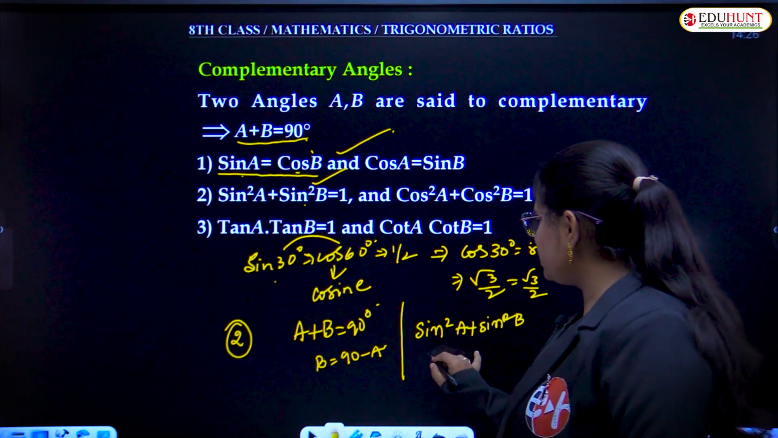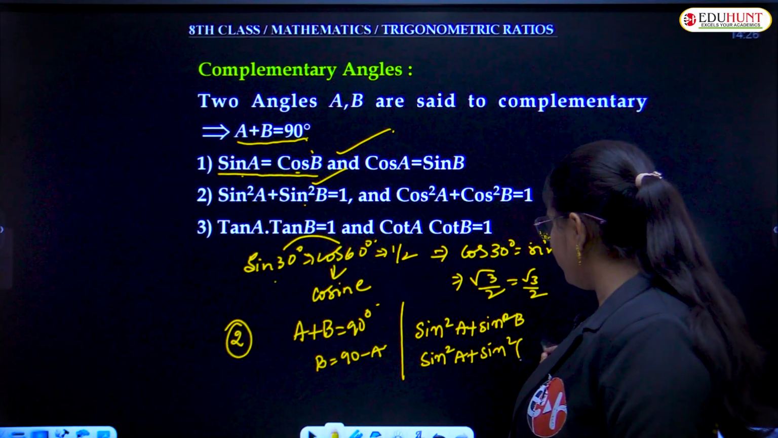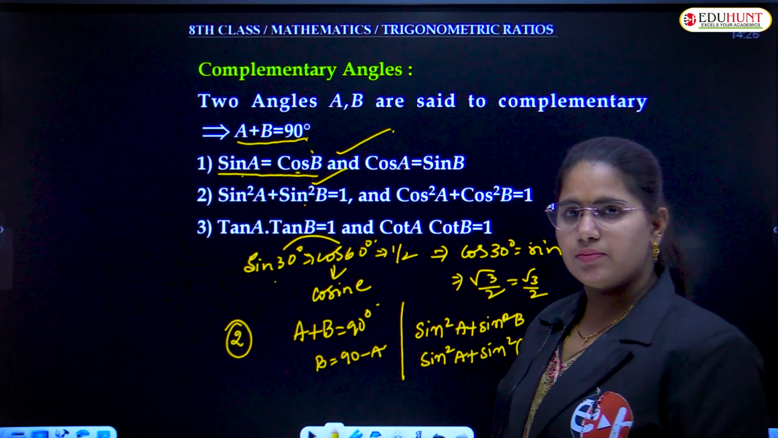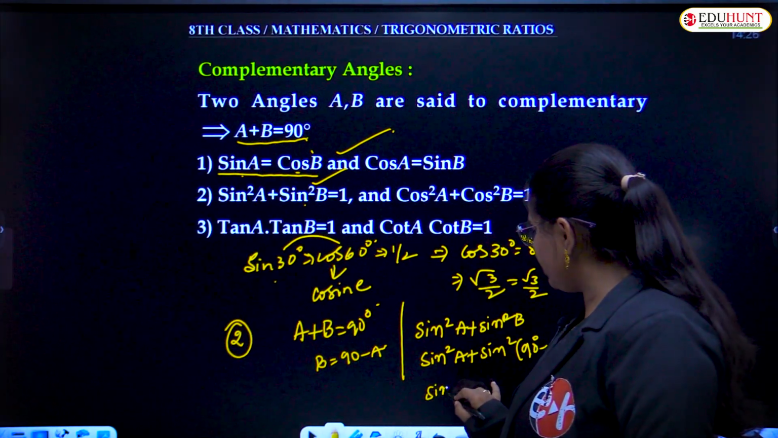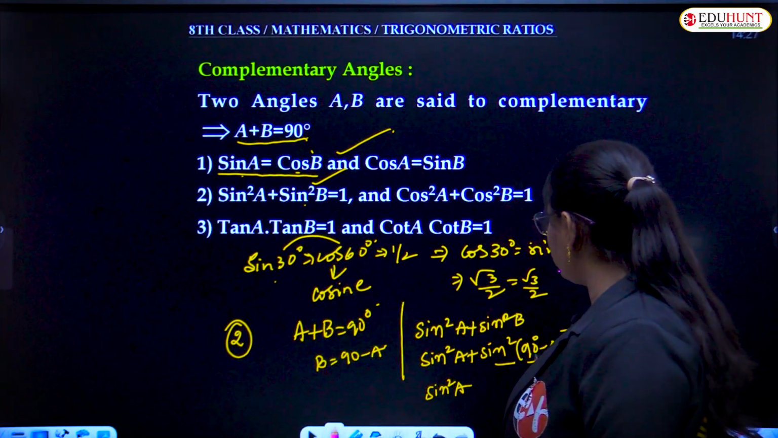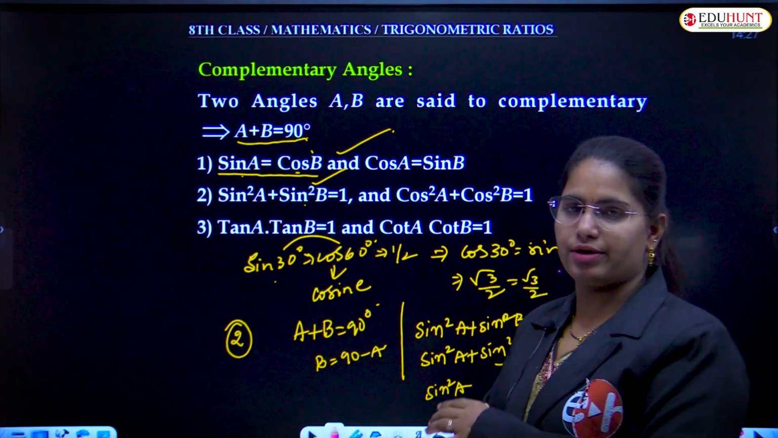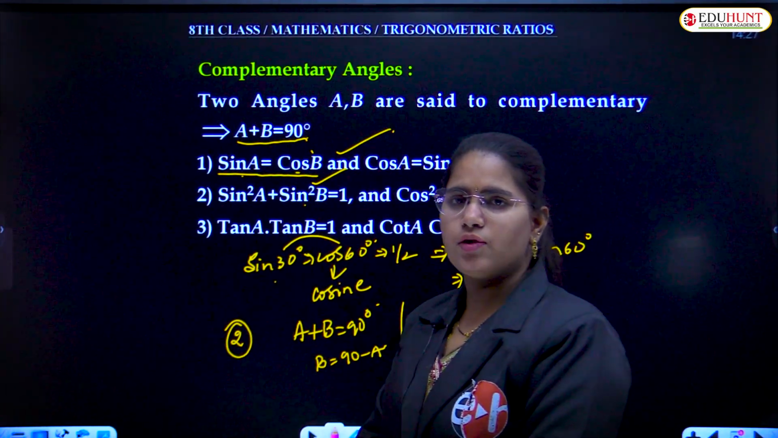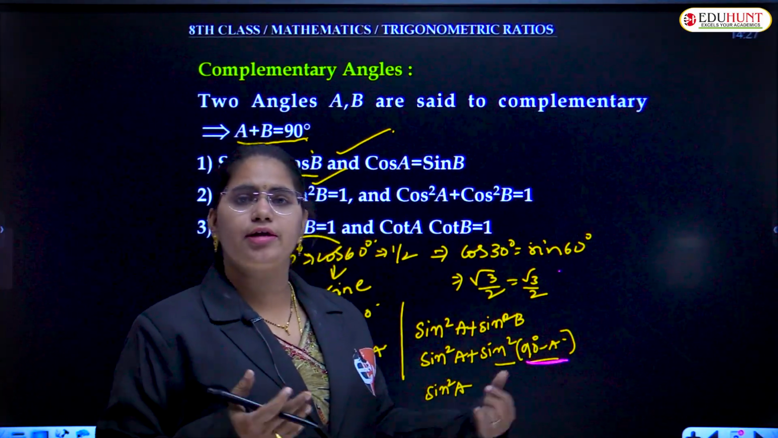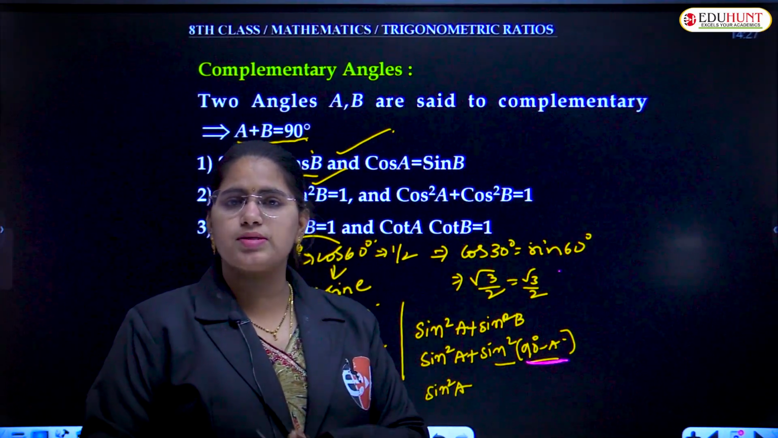Fine. So, sin square A I will keep as it is. In the place of B, I will write 90 degree minus A. So, sin square A, what is sin 90 minus A? 90 minus A belongs to which particular quadrant? It is first quadrant. In the first quadrant, sign is becoming positive or negative? Of course, it is positive because in the first quadrant, all trigonometric ratios are positive, right?